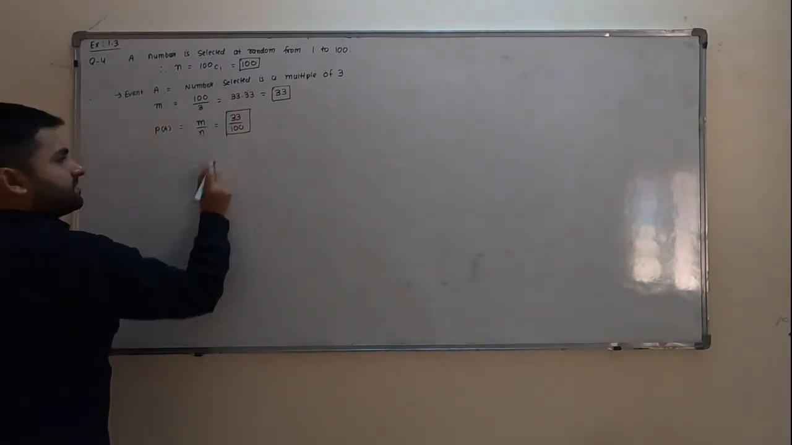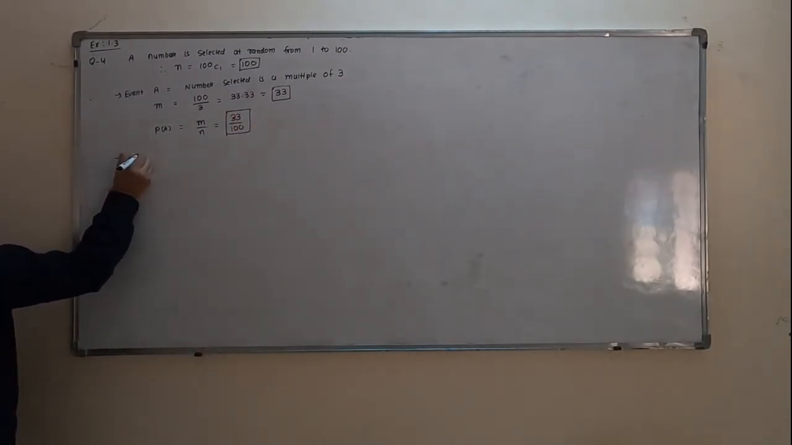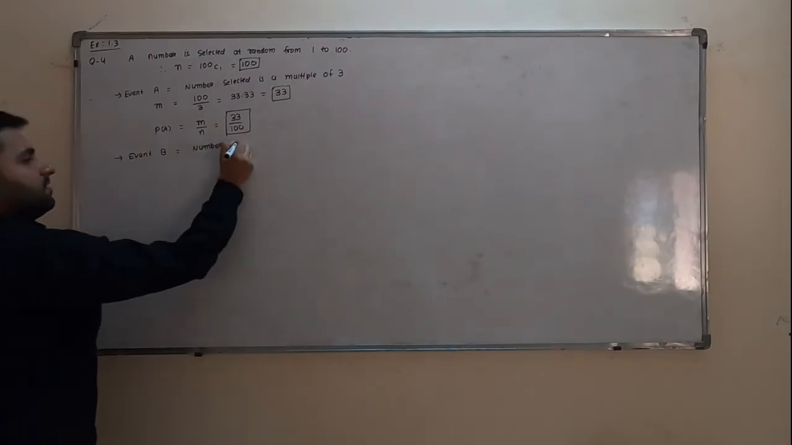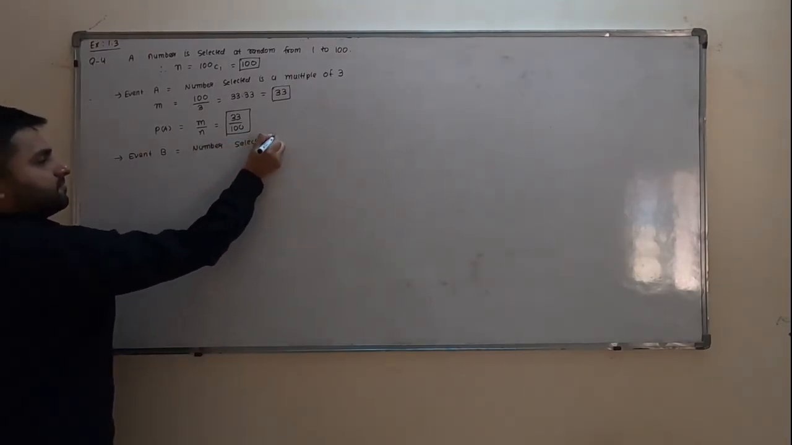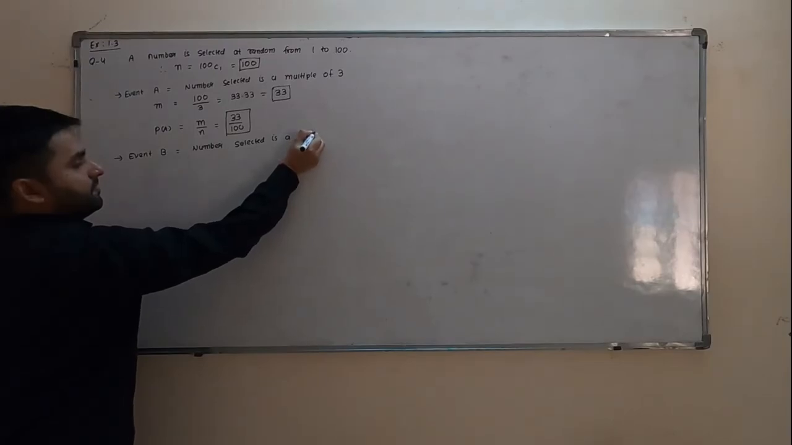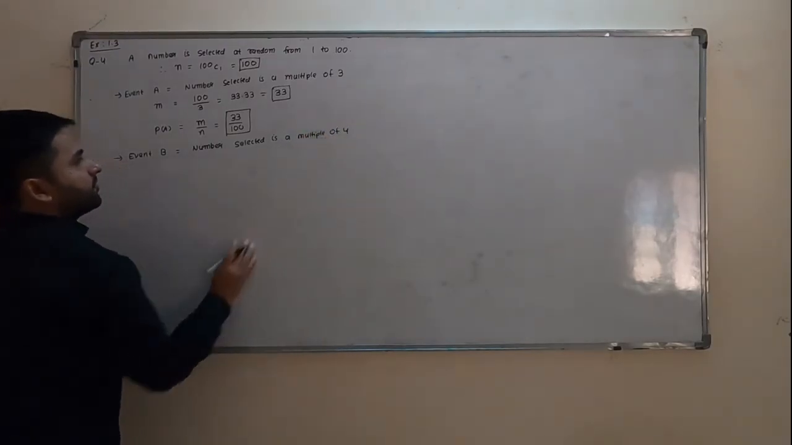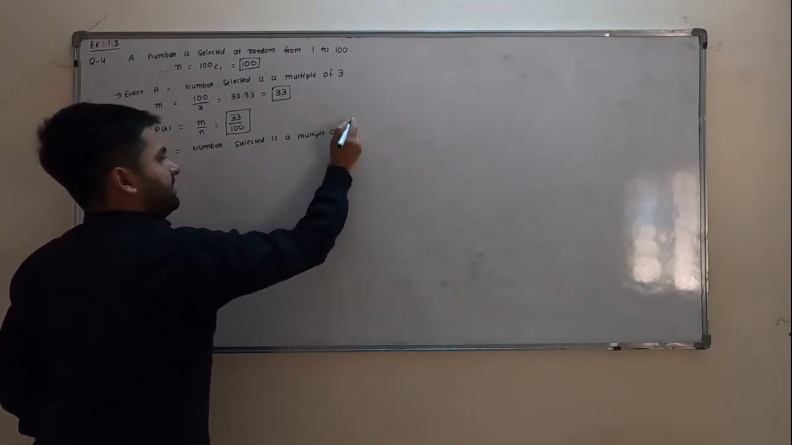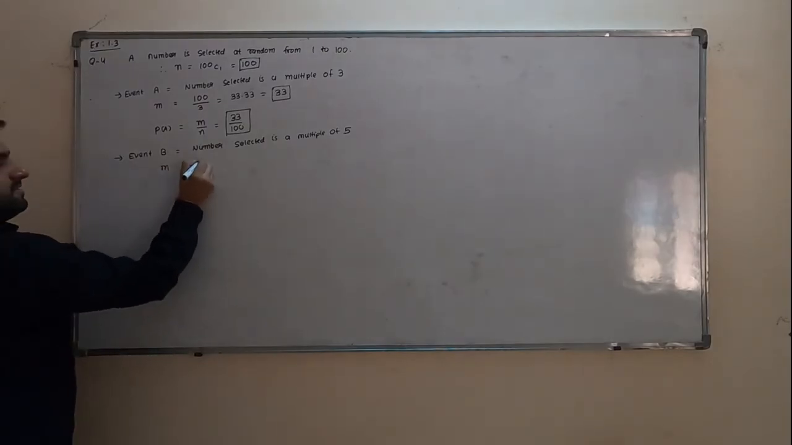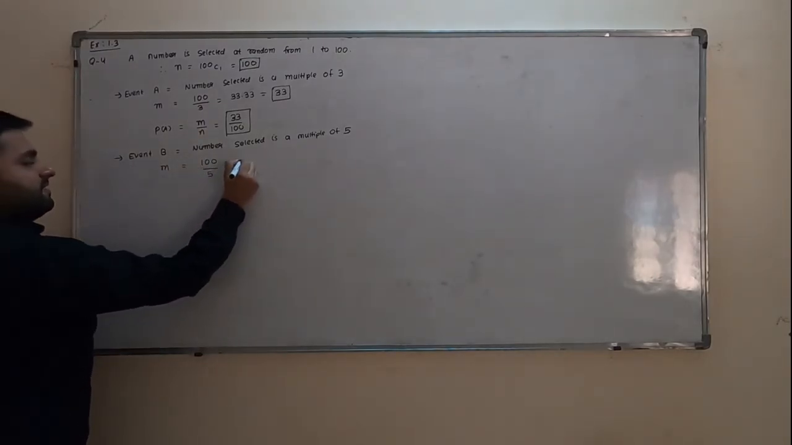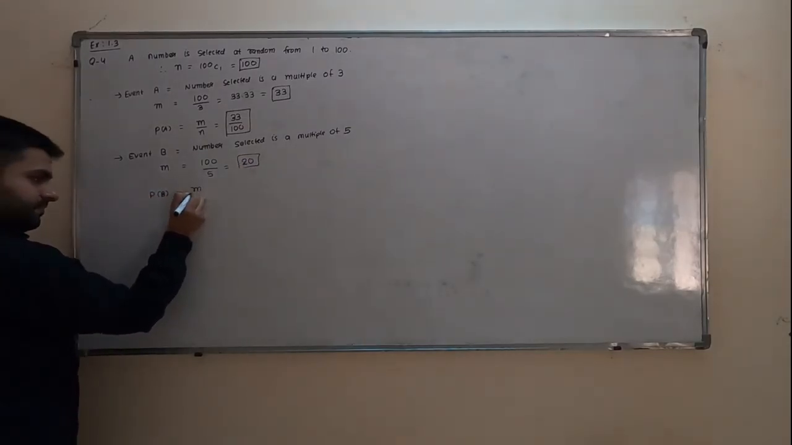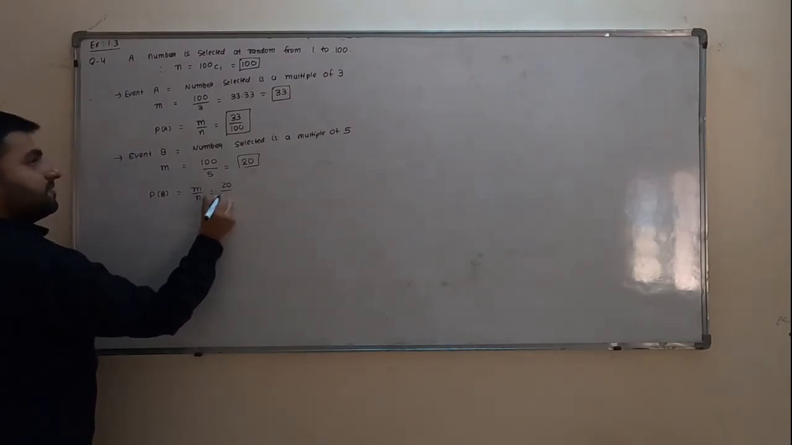Don't cut the elements or don't take it in points. Then event B, number selected is a multiple of 5. Multiple of 5. M is equals to 100 by 5 is 20. P of B, m by n, 20 by 100.